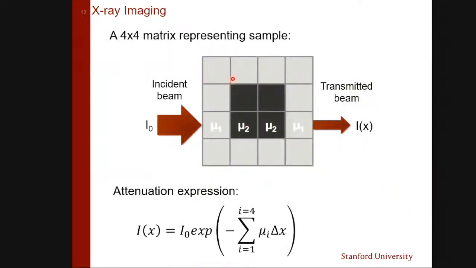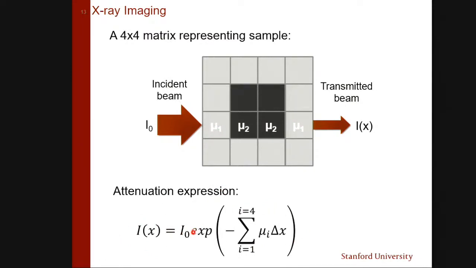So let's say we now have an object that consists of these voxels or pixels. In this case, we see everything in 2D. We send X-rays I0 through here. And then Ix, of course, will depend on the linear attenuation coefficients through these different voxels here. So we can express Ix as this equation.